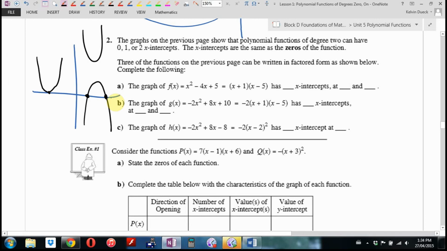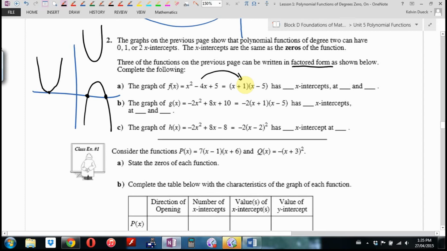You may even have learned a way to tell that last year when you were looking at the quadratic formula, x equals negative b plus or minus the square root of b squared minus 4ac all over 2a. You might have done some talking about the discriminant. 3 of the functions can be written in factored form. This one can be written like that.